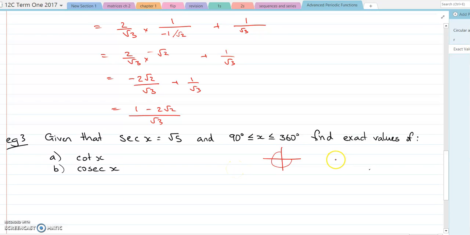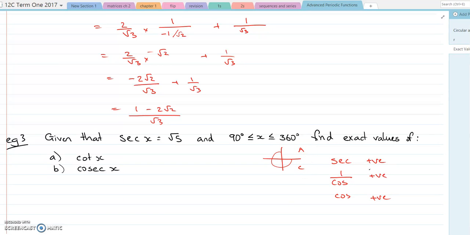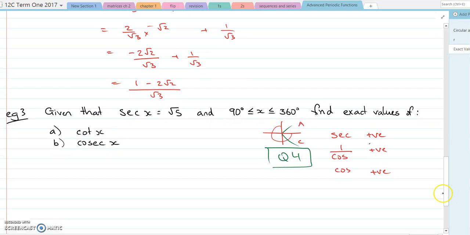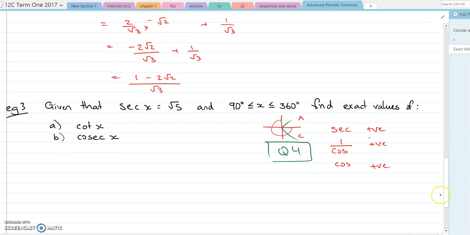So secant is positive. Well, secant is 1 over cos, which is positive. So that means that cos has to be, what do you think, positive or negative? I would say cos has to be positive. Cos is positive here and here. CAST. So therefore it has to be quadrant 4. So it's actually 270 to 360.